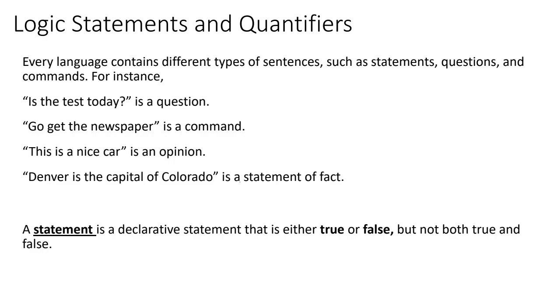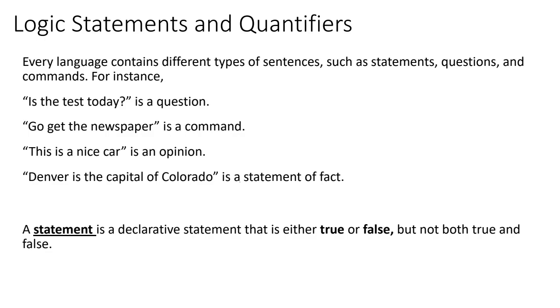In this section, we focus specifically on those statements similar to the last one, where we're stating a fact where we can say whether it's true or false. So for us in mathematics, a statement is going to be a declarative statement that is either true or false, but not both at the same time. Anytime that we talk about a statement, we need to be able to determine this is true or this is false. In some cases it might be uncertain, but it can only be one or the other, not both at the same time.